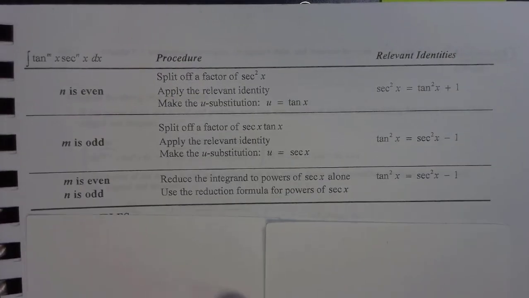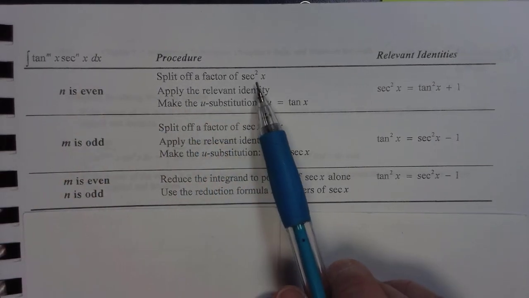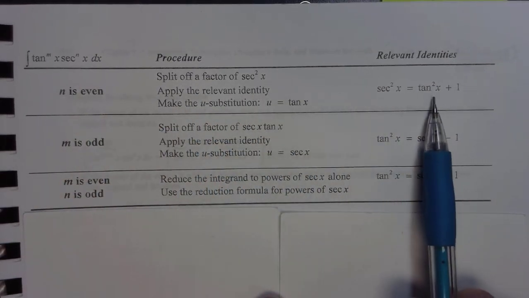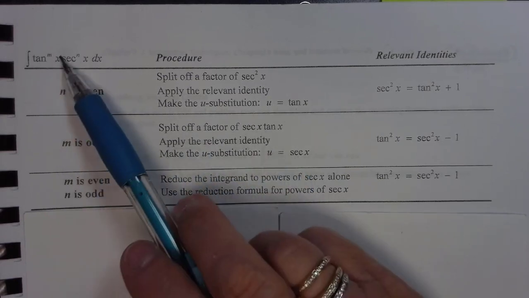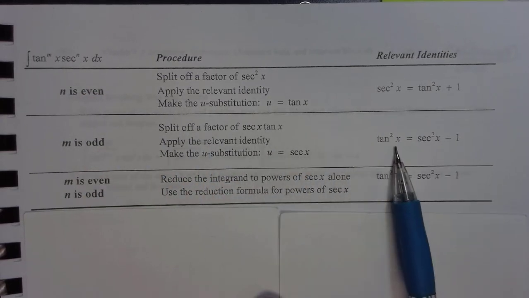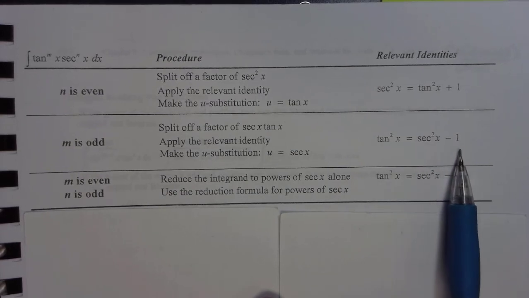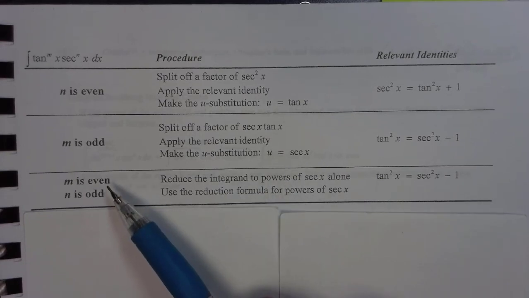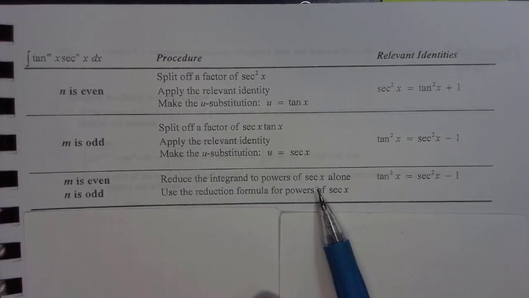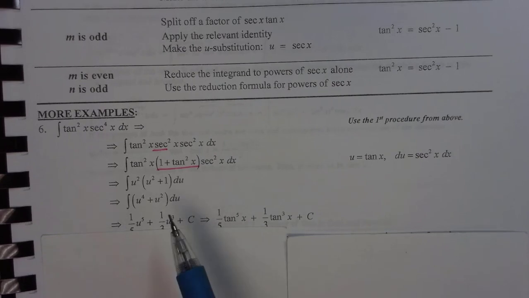So if I'm looking at the integral of tangent to the m power of x times secant to the n power of x dx, if n is even, split off a factor of secant squared. That's going to allow you to make a substitution that'll involve tangent. Your u will be tangent. Split off a factor of secant x tangent x if m is odd. That allows you to use the identity tangent squared is secant squared x minus 1 and make that substitution, letting your u be secant of x. And if m is even and n is odd, then you're going to reduce the integrand to powers of secant x alone. Let's look at this example here.